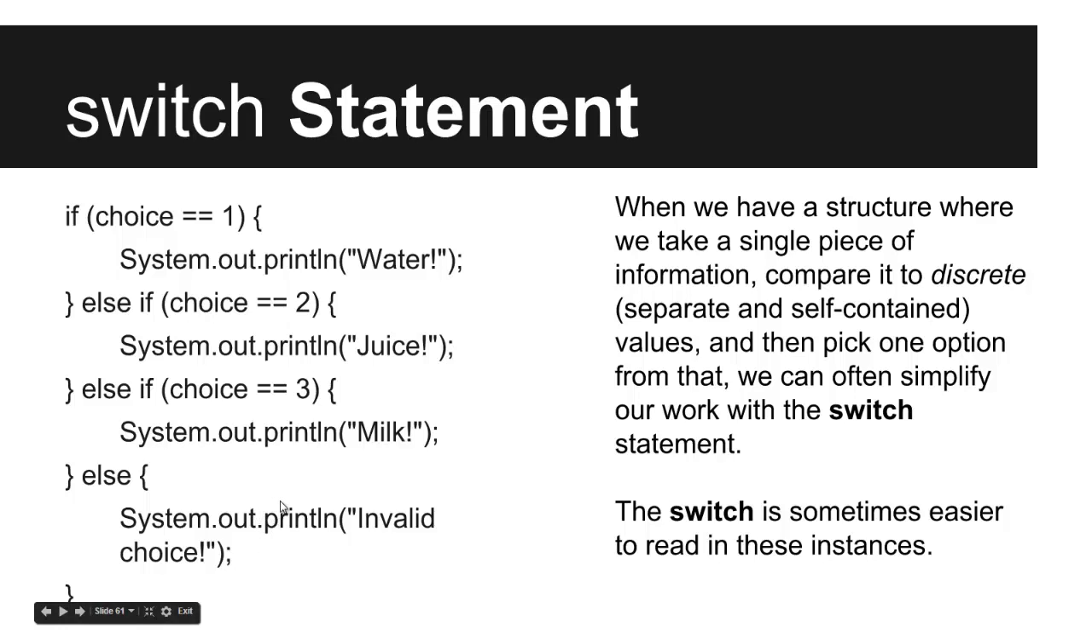So in this case, we have a single choice with multiple options, and all of these options are discrete. They're separate. They're not ranges, they're just selections from a menu or something like that. When we have a structure like this, a lot of the time we can rewrite our work a little bit using the switch statement, which is also sometimes easier to read and perhaps a little bit more transparent in intent.